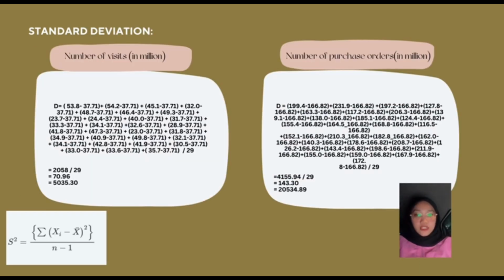For the last calculation, we need to find the standard deviation, which uses the same formula as before, but this time we divide by n minus 1, which is 29. For the number of visits, dividing by 29 gives 70.6, and squared it is 5035.30. The answer for the number of purchase orders is 143.30, and squared, the answer is 20534.89.